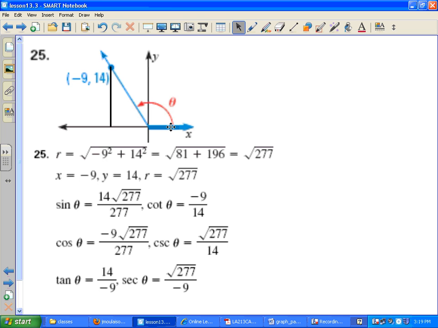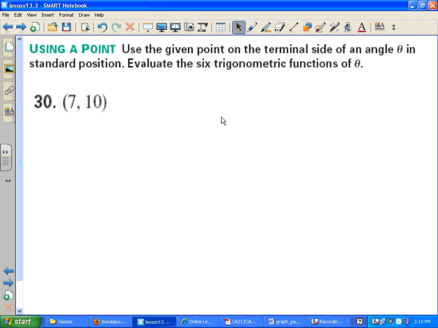Once again, you can see we're really determining these trig function values for an obtuse angle, an angle that's greater than 90 degrees. The same type of problem. The distinction here is they don't actually plot the point for me, but that's easy enough for us to do.